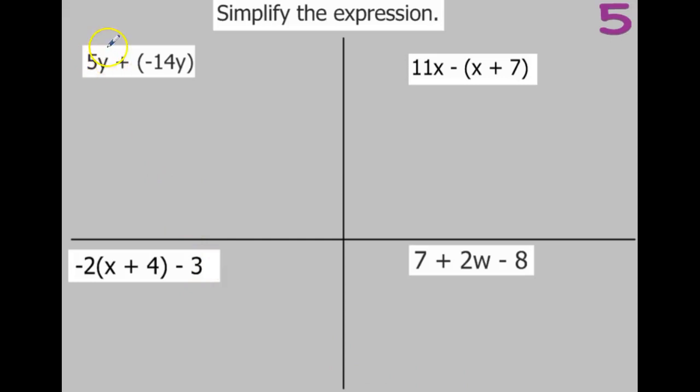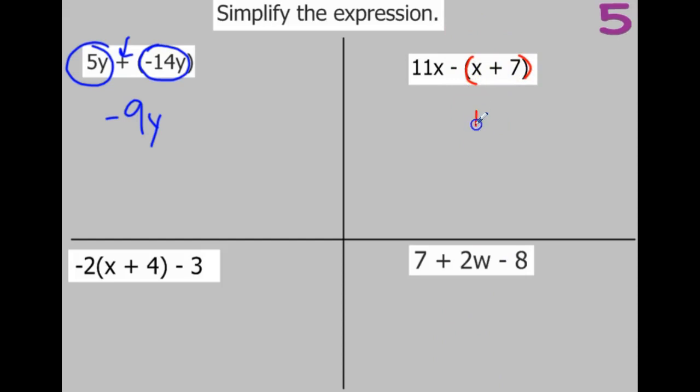Simplifying some more, just combine your like terms. 5y combined with a negative 14y. Different signs, subtract. 14 minus 5 is going to give us 9, 9y, but there's more negatives, so it's a negative 9. All we're doing is combining the ones that have the same letters. But now we have a classroom here.